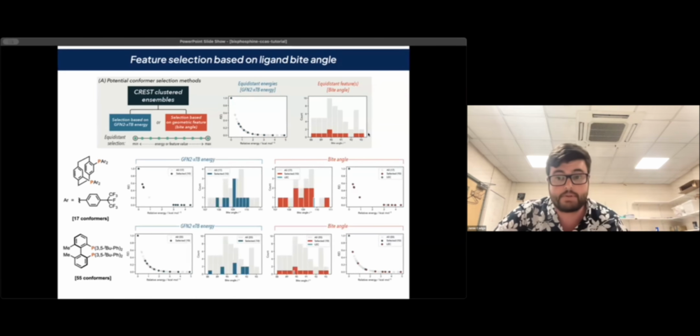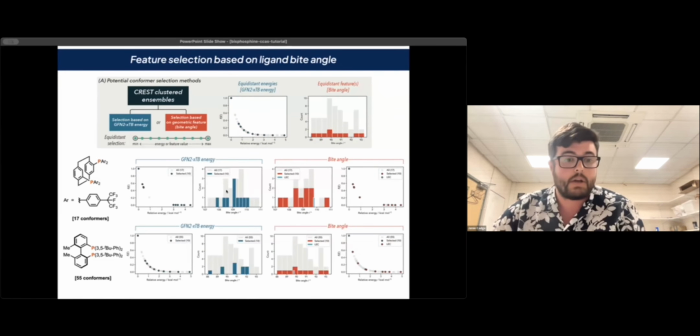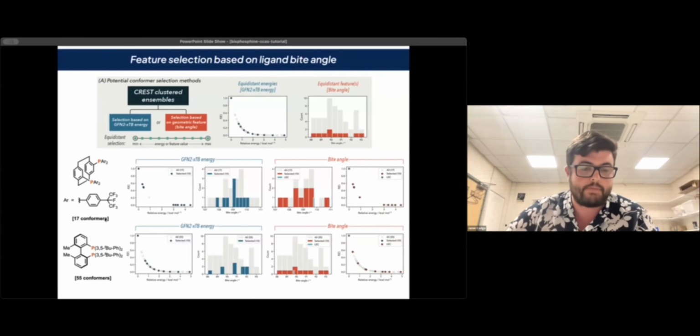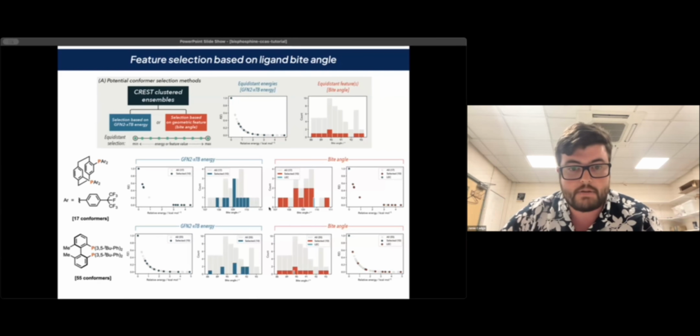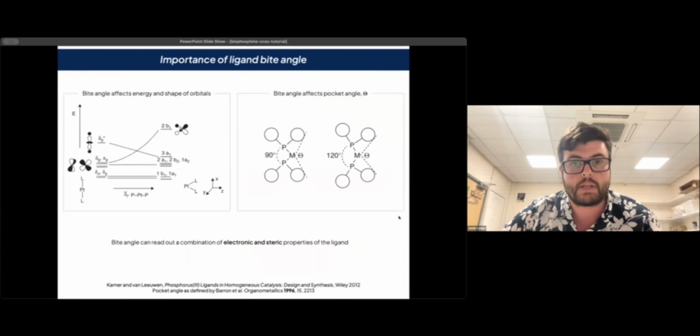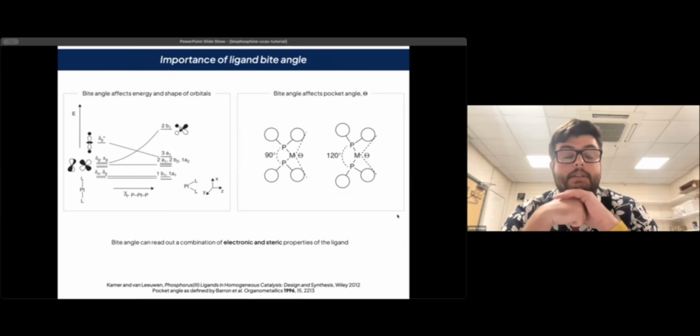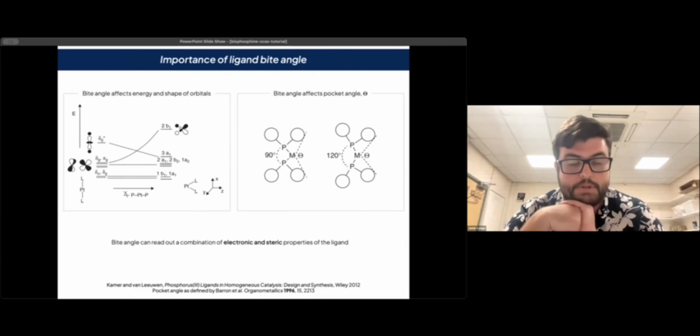I'm going to show you a couple of examples of two ligands. One ligand has 17 conformers here, and the one at the bottom has 55 conformers. And so this is what I was talking about with the energy, how we miss some conformers at the edge. But with bite angle, we can get a good spread of bite angle across the whole ensemble, but also keep a good spread of the energy as well. So bite angle was selected, and we could easily have used buried volume to do the same thing.